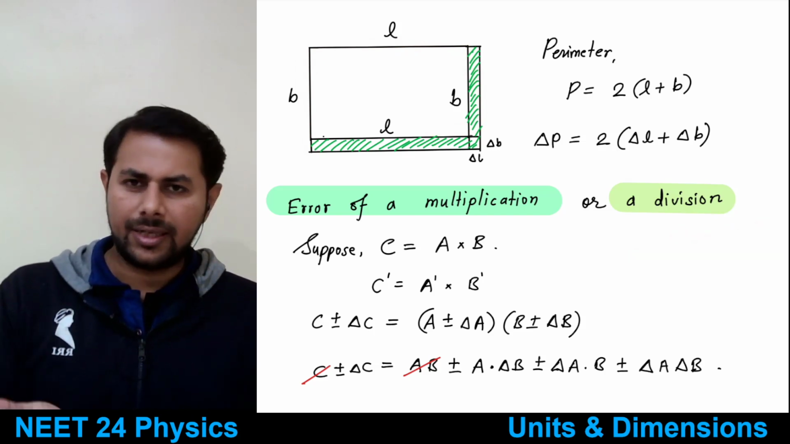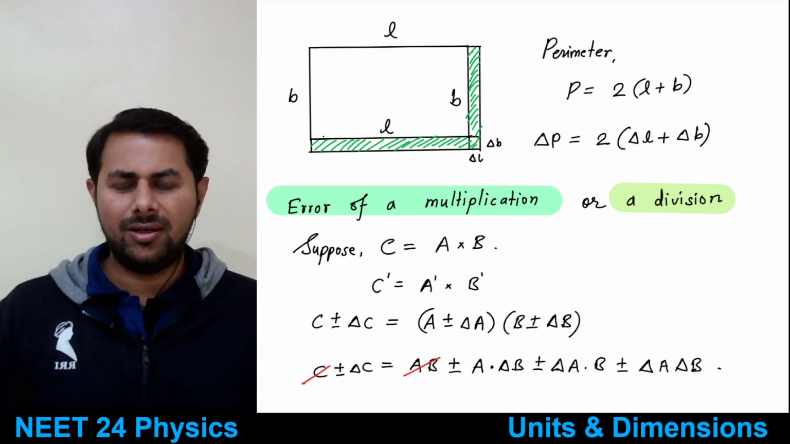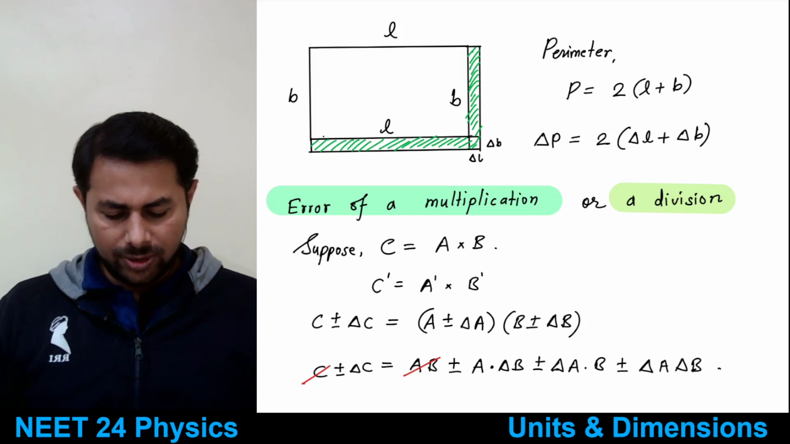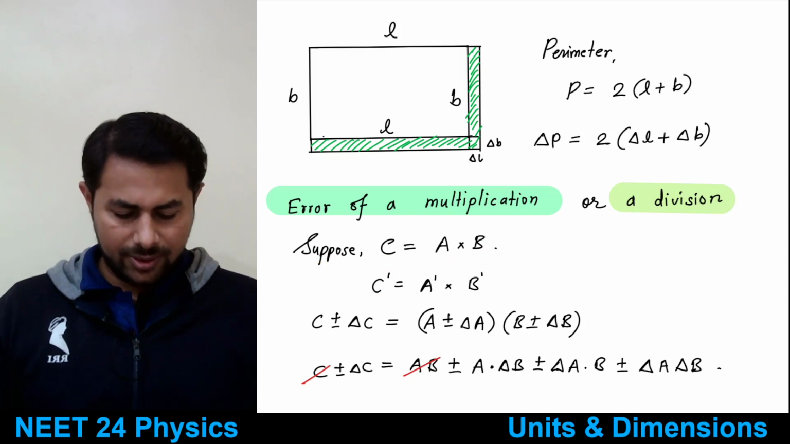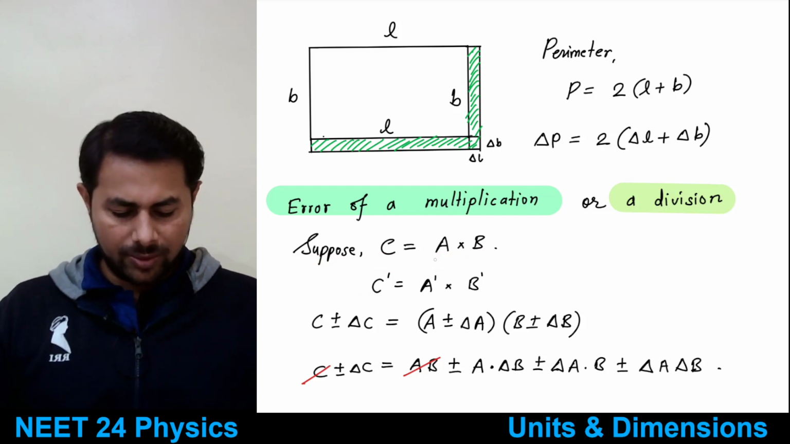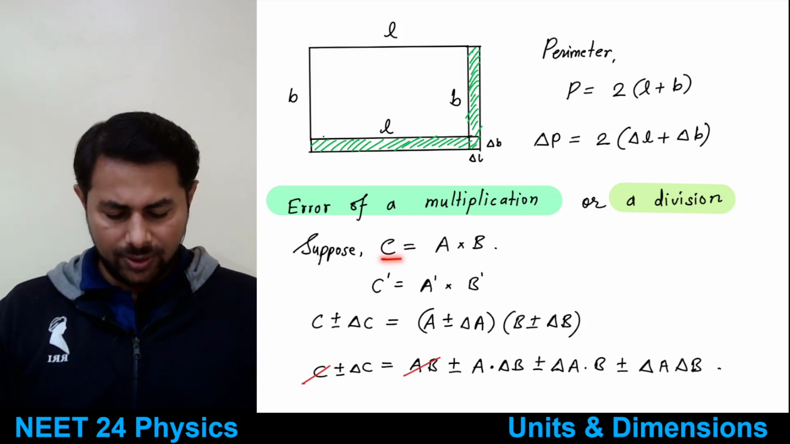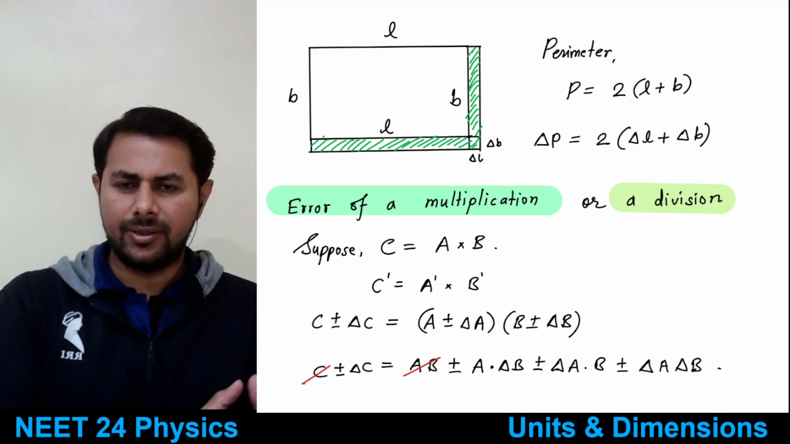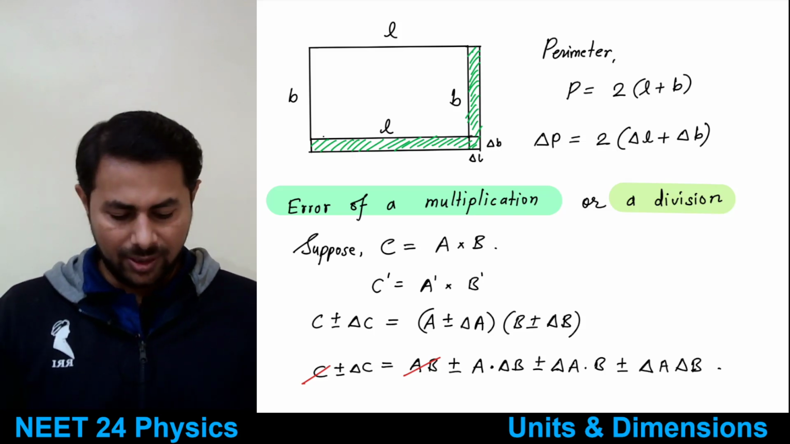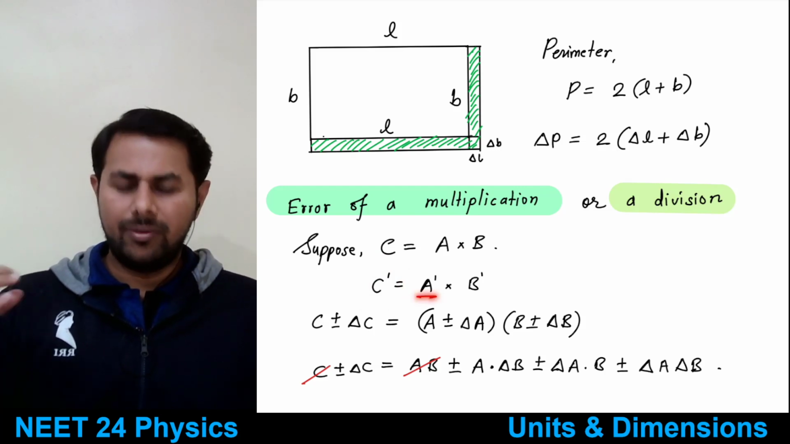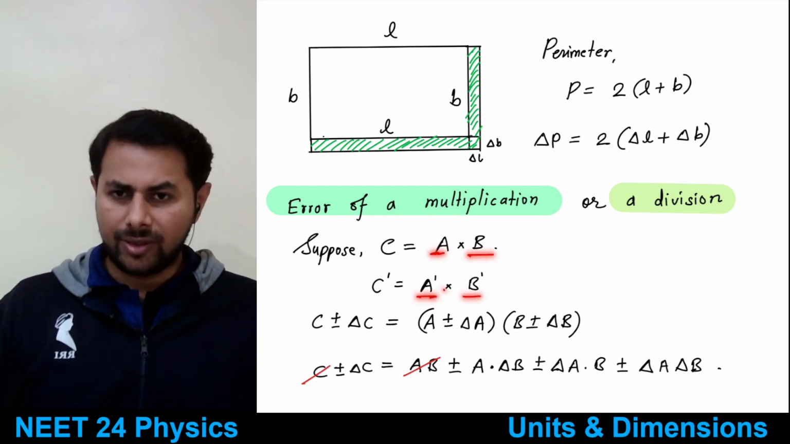So there is some error in length, some error in breadth. What would be the error in area? Okay, so that's what we want to find out. So suppose C is equal to A times B. Okay, so therefore C dash, these are what? The mean values of A and B, two quantities. So C is some other quantity. For example, area is equal to length times breadth, one quantity multiplied by second quantity. Then the measured value of that area or the resultant quantity would be what? Measured value of A multiplied by measured value of B.